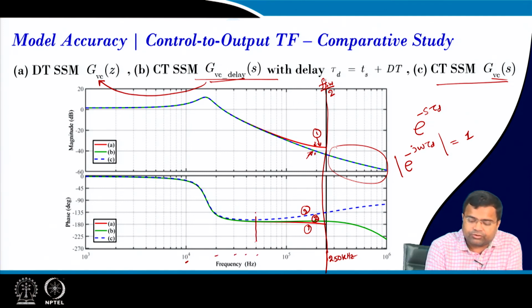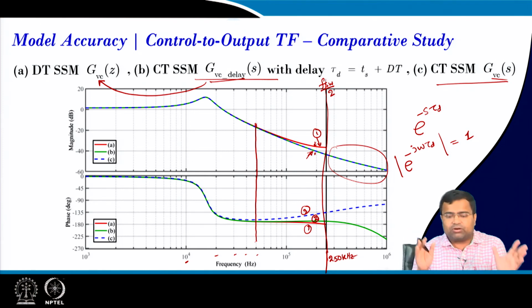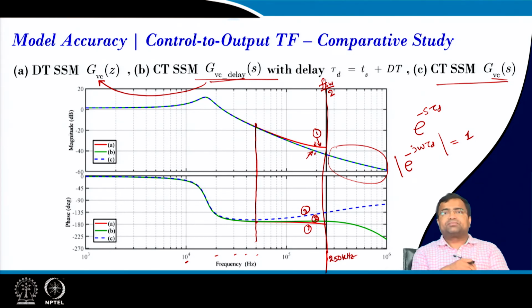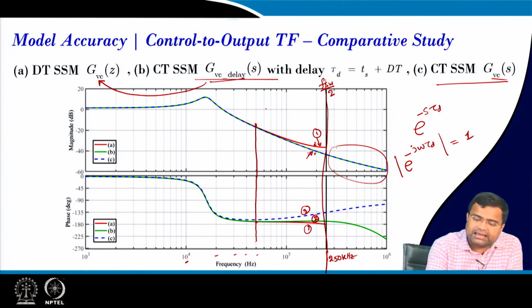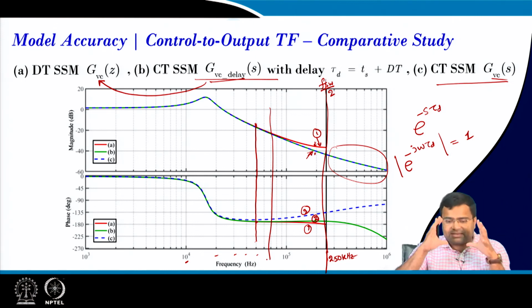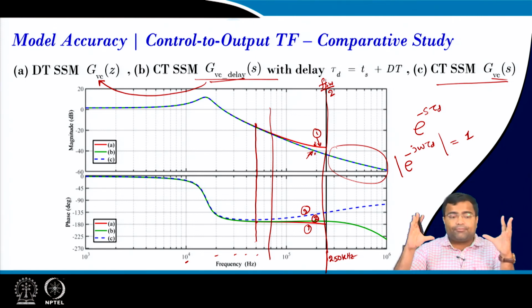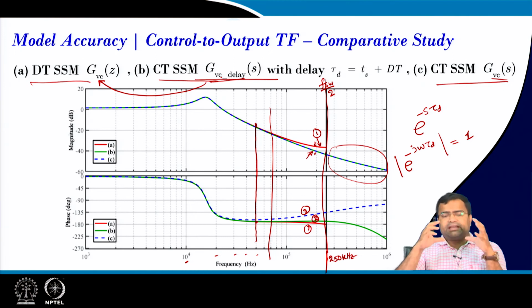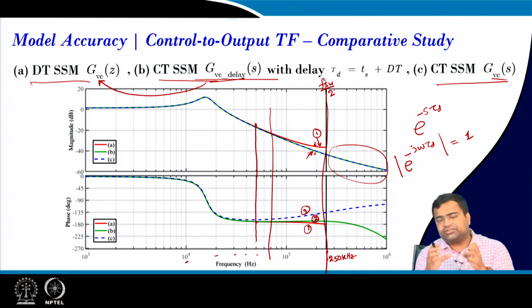So if we consider this particular one, the gains are identical. That means there is no difference, and the green and red phases are also identical. Even if you slightly increase this, that means if you go slightly beyond, gain and phase are perfectly matching for the discrete time small signal model and the continuous time small signal model with delay. That means it is reasonable that this transfer function with delay can be used to design a digital controller.